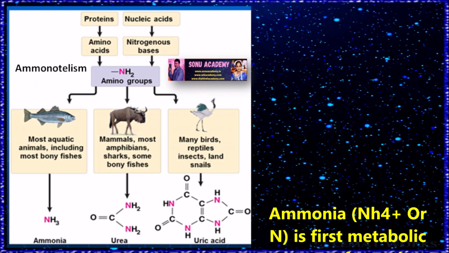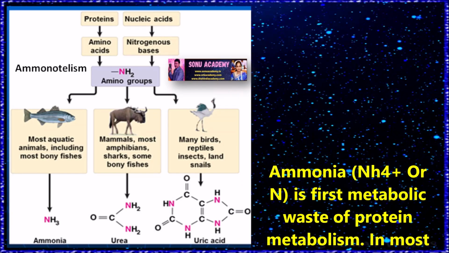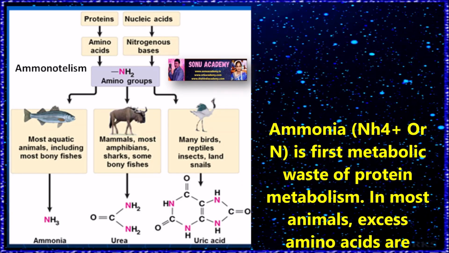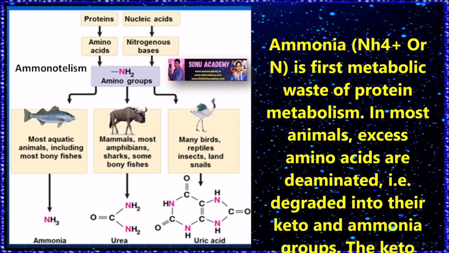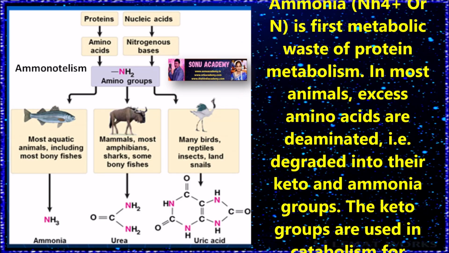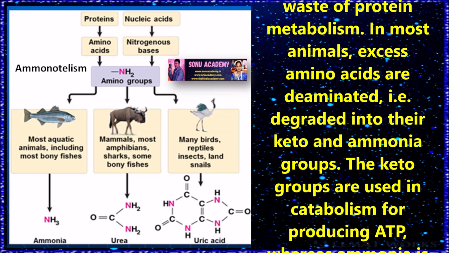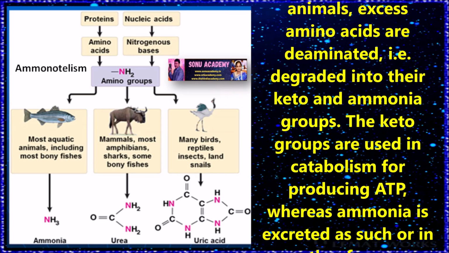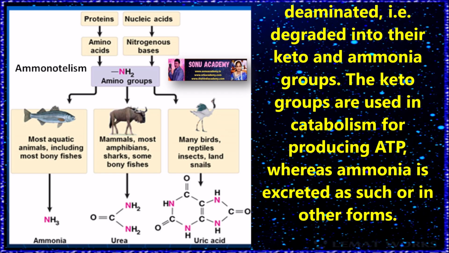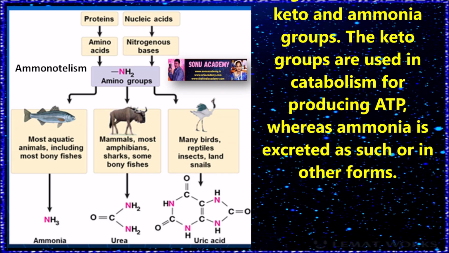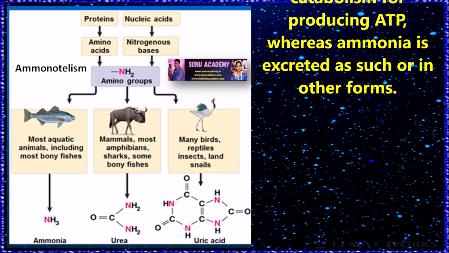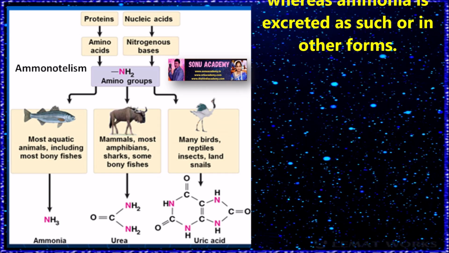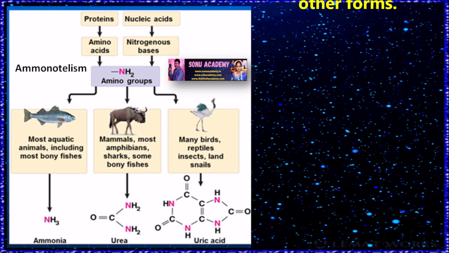Children, now let us discuss ammonia. Ammonia is the first metabolic waste of protein metabolism. In most animals, excess amino acids are deaminated, that is, degraded into their keto and ammonia groups. The keto groups are used in catabolism for producing ATP, whereas ammonia is excreted as such or in other forms.